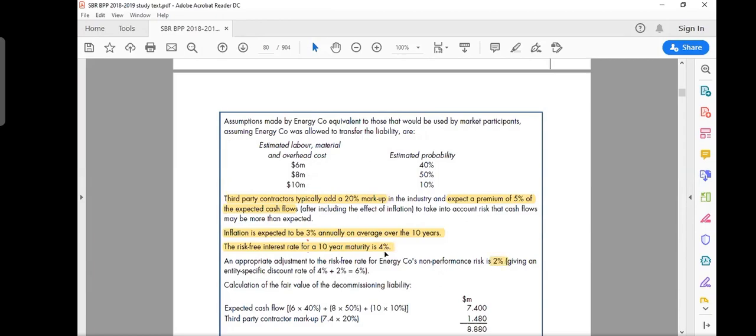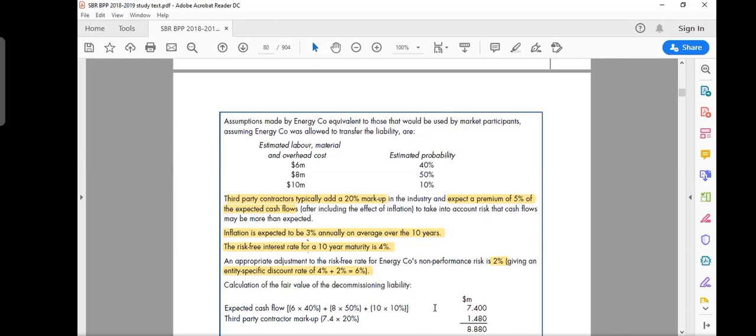So this is risk-free rate, but you know that we never use the risk-free rates. You have to add the adjustments. Giving entity-specific discount rate is 6%. So 4% is the market risk-free rate, but for this particular entity energy company, the discount rate becomes 4 plus 2, 6%.